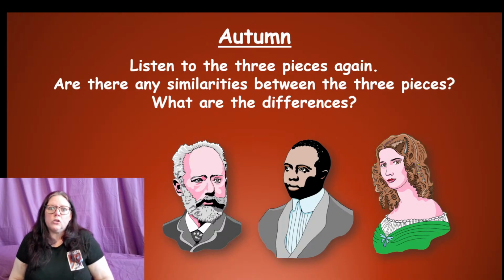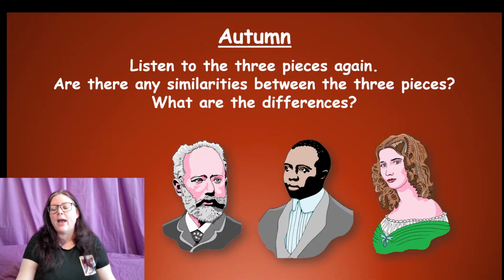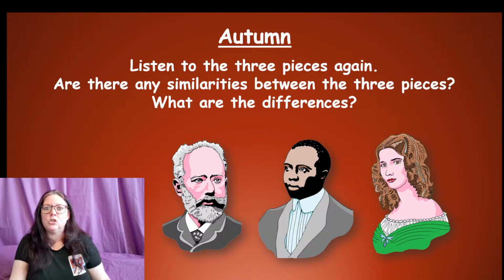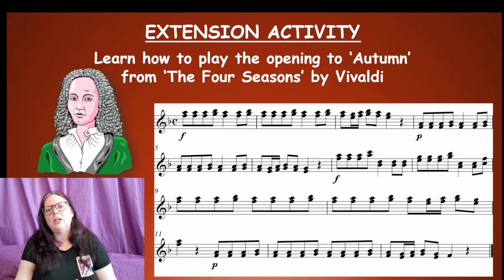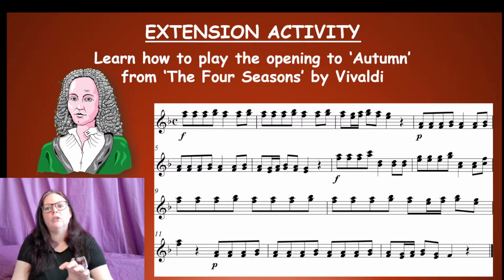So there's a lot that you could take from those three pieces, and bearing in mind that they're all about autumn, and then you compare that with the Vivaldi that we listened to before, and it just shows how composers can interpret things in so many different ways on just one topic, exploring it. So as I said earlier, as an extension activity, you could have a go at learning the opening to Autumn from the Four Seasons by Vivaldi.